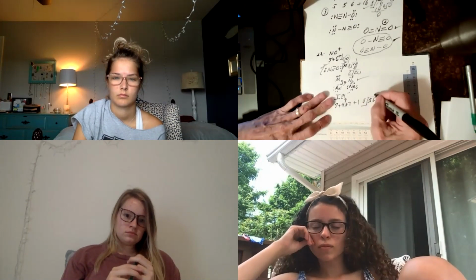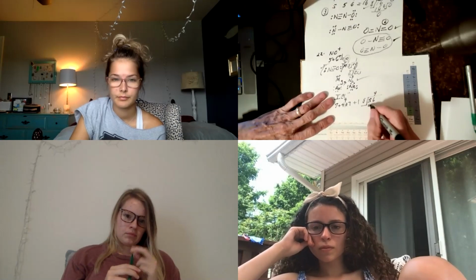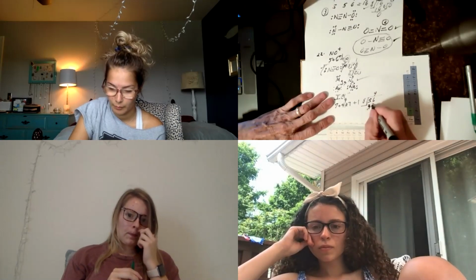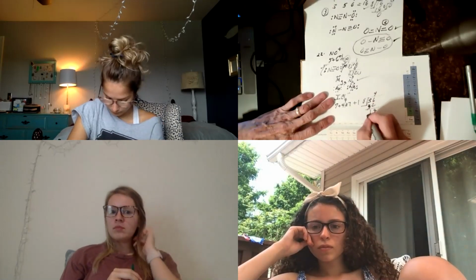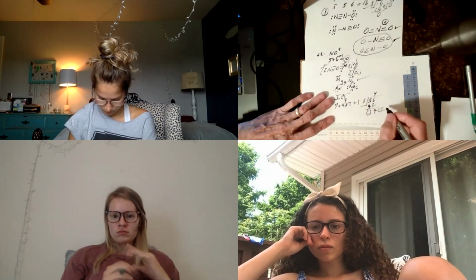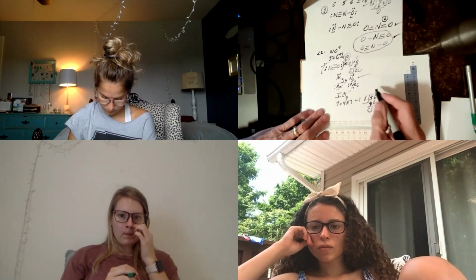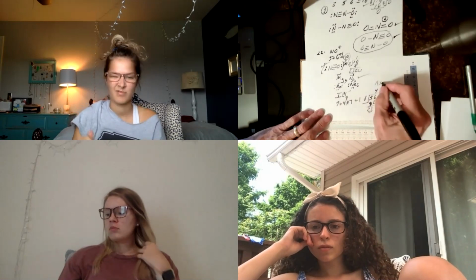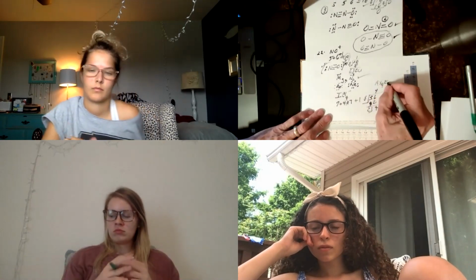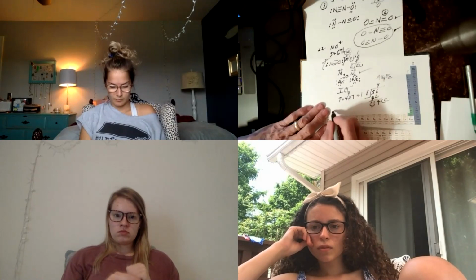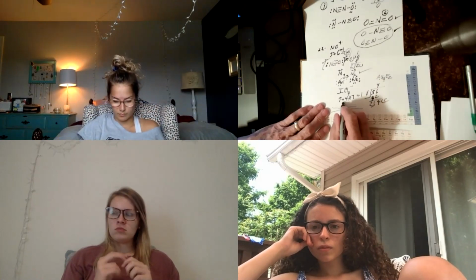36 divided by 8 would be 4. 4 times 8 would be 32. Remainder 4, and that's a 2. So it's an AX4E2 type molecule. So that's 6 things attached to the central atom.